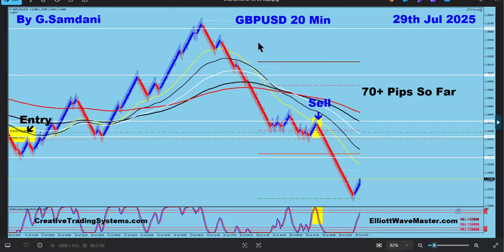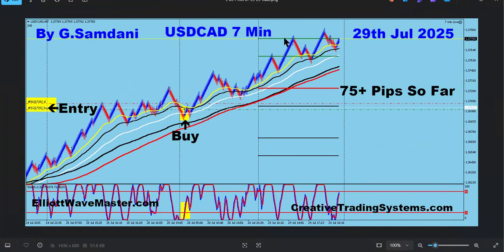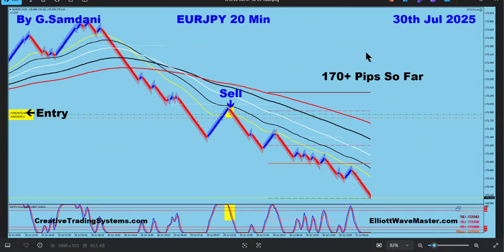Now this is Pound USD, and it is on the 29th. This is from the 20-minute chart, 70 pip here, right? Same kind of setup. Now this is USD CAD 7-minute on the 29th going to the upside. Buy orders right there, as I'll move to break even plus. This is on the 30th, Euro Yen. Beautiful entry here, and look how many pip it is here. 170 pip on the 30th.